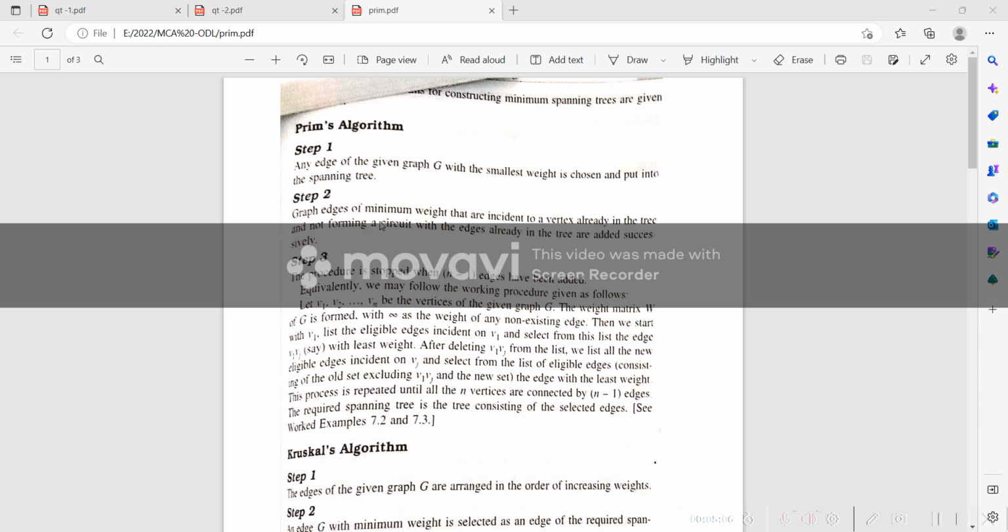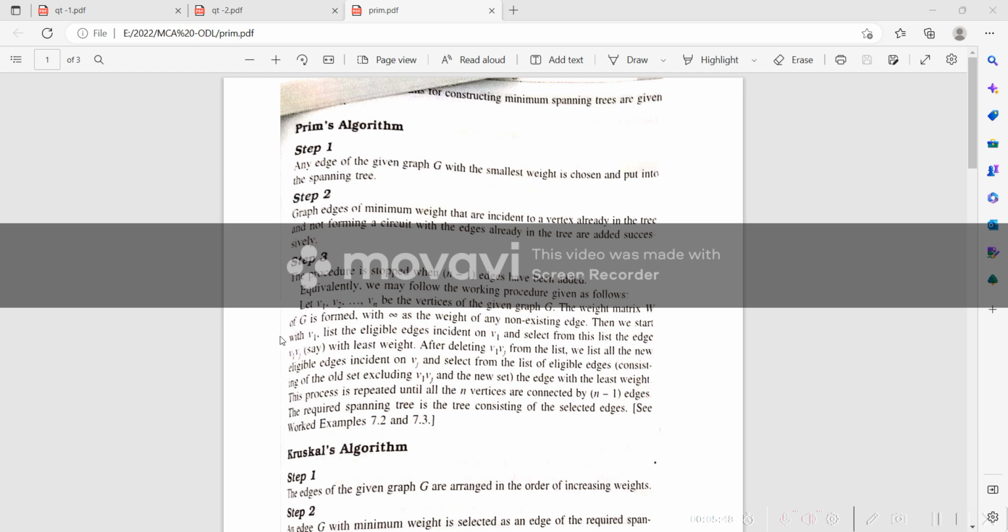Only thing we should concentrate on is that the selection need not form a circuit, that is one closed diagram. Okay, so those things we should concentrate on. And not forming a circuit with the edges already in the tree, they are added successively. So successively we are adding one by one. Okay. And then third step, the procedure is stopped when n minus 1 edges have been added. So these three are the steps for Prim's algorithm.